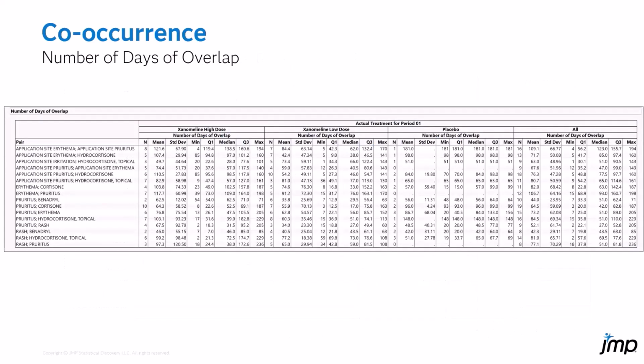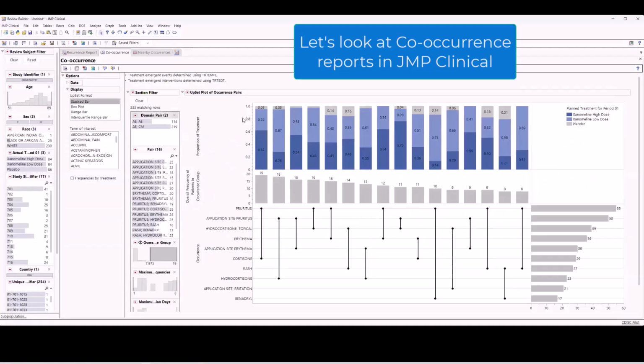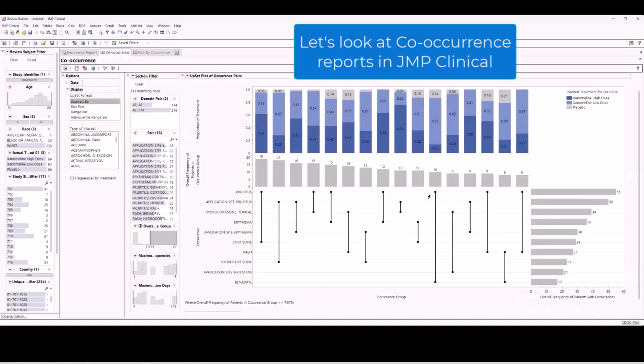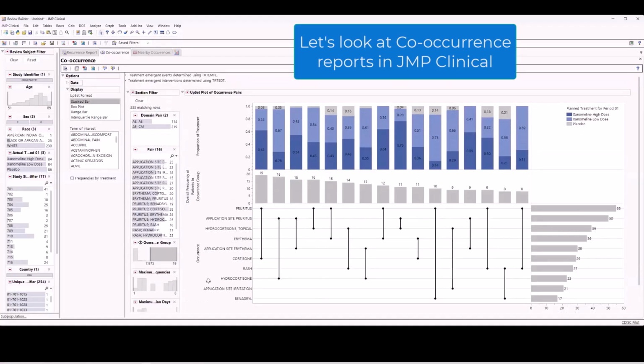And in a tabular format, I can look at the pairs of adverse events and medications and get a clear sense of the number of times these are overlapping with each other, as well as the amount of time they're overlapping together in time as well. So the co-occurrence platform, this is the upset plot where I'm showing the individual occurrences, and these are the pairs of occurrences that are happening across time.